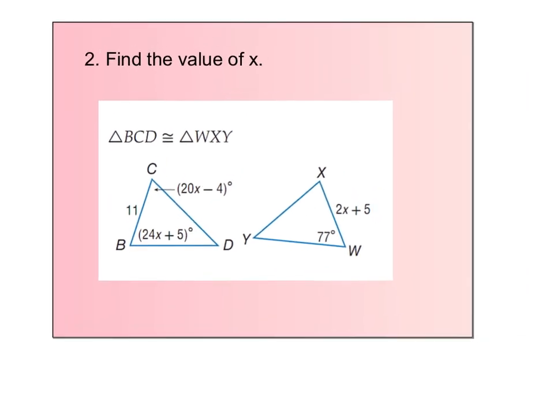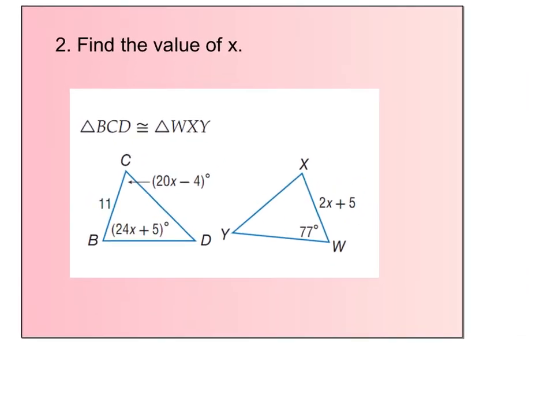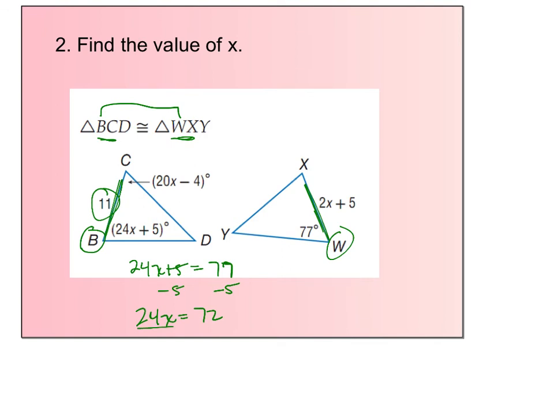So now look at this. They tell us that BCD is congruent to WXY. So let's see what matches up, and we've got to figure out X. Let's look at B. B matches up to W. Cool, so now this is easy. 24X plus 5 matches up to 77. The 11BC matches up to WX, yes, I could do that as well. I hope I get the same answer, so I could do it either way. Now a little bit of solving. That would give me 72. So X is going to be 3.